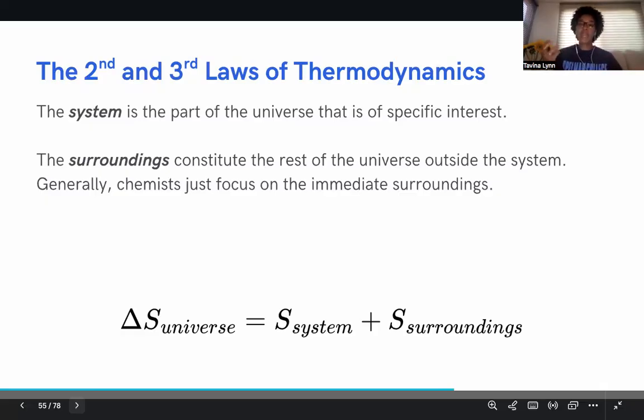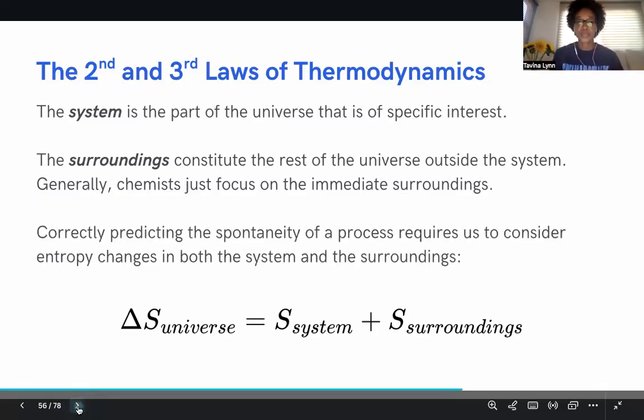But what I'm getting at is it's really challenging to measure surroundings in general, right? Measuring what's happening in a system is much more something we can accomplish in an experiment. So if we are correctly predicting the spontaneity of a process, which is the change in entropy of the universe, it requires that we look at entropy changes in both the system and the surroundings.